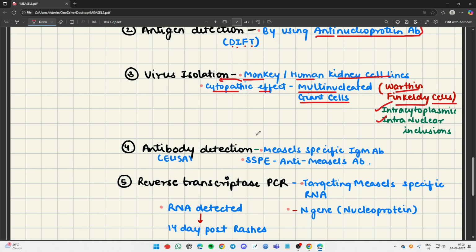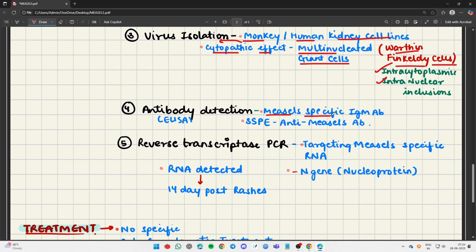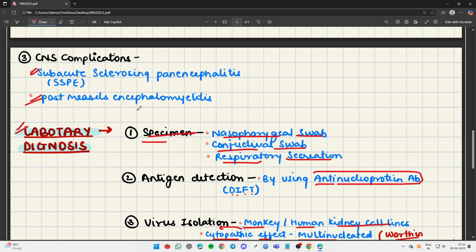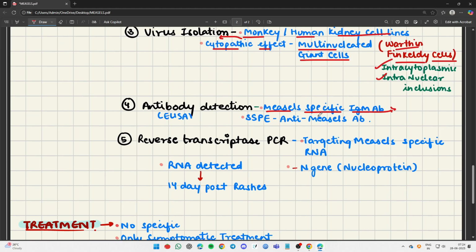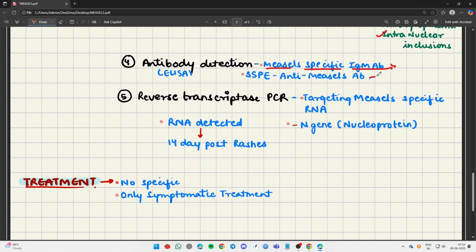Now the fourth one is antibody detection. In antibody detection, we detect measles-specific IgM antibodies. And in case of SSPE, what is SSPE? Subacute sclerosing panencephalitis. We take CSF and detect anti-measles antibodies in the CSF by using ELISA, enzyme-linked immunosorbent assay.